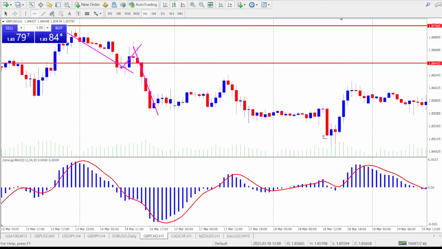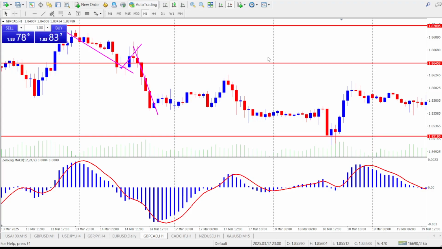Take profit can be around key support zones. All right. Now, for swing traders, this indicator can be particularly helpful when trying to filter out false setups.